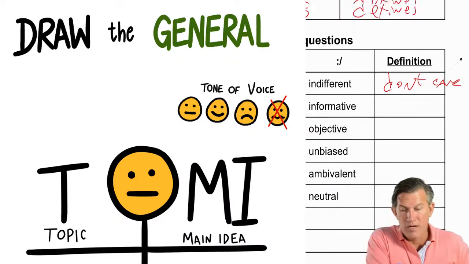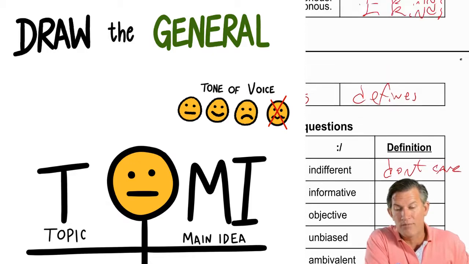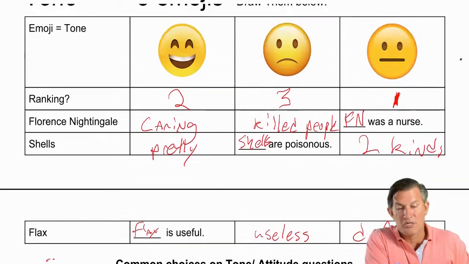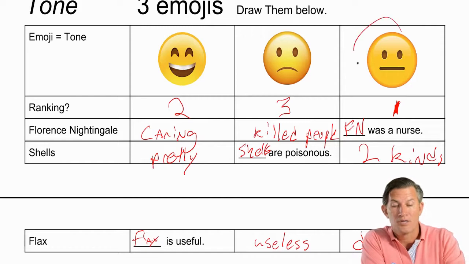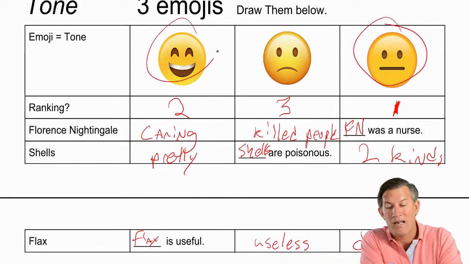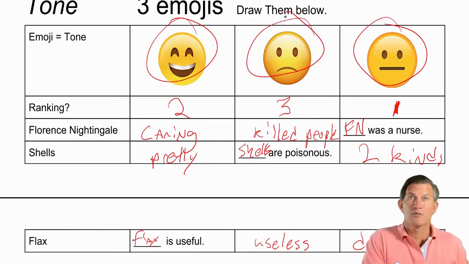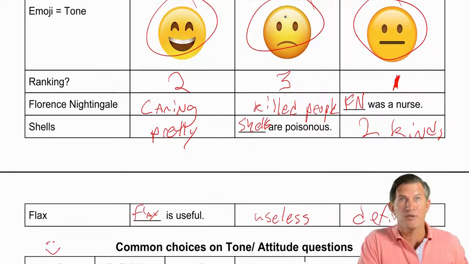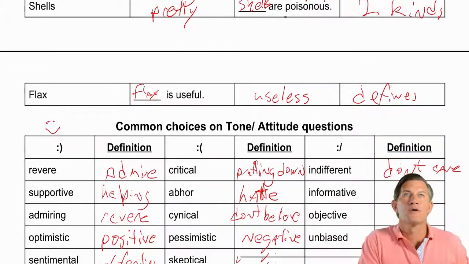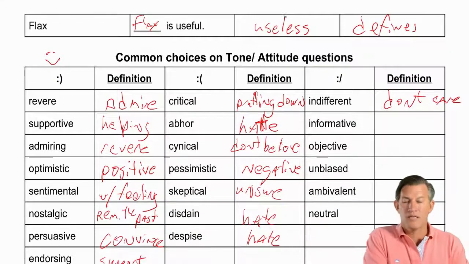Remember up here, you've got 3 tones or attitudes, okay? They are, number 1, just the facts. Just the facts. Number 2, I like the topic. I like Florence Nightingale. Or Florence Nightingale was a miserable person. They're rarely going to do that. But why would someone write about something that they don't care about?